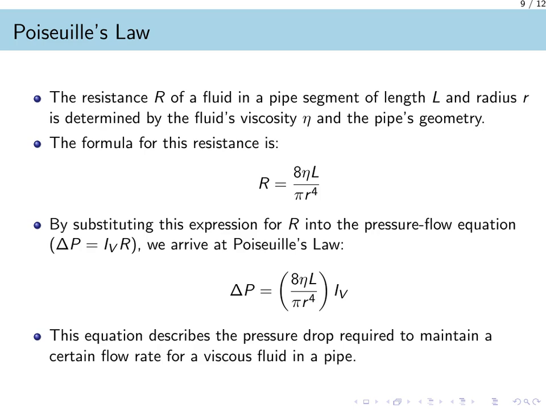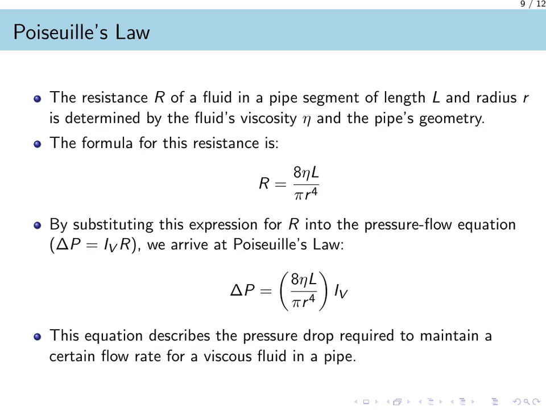The formula is R equals the quantity 8 times eta times L, all divided by the quantity pi times R to the 4th power. If we substitute this expression for R back into our earlier equation, delta P equals I sub V times R, we arrive at Poiseuille's law. This law states that the pressure difference, delta P, is equal to the fraction 8 times eta times L over pi times R to the 4th, all multiplied by the volume flow rate, I sub V.